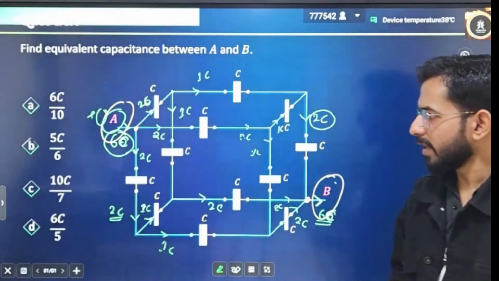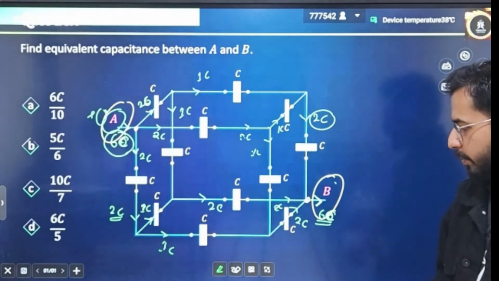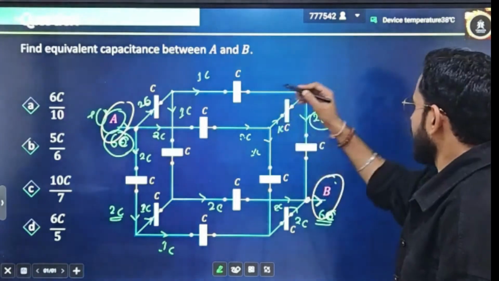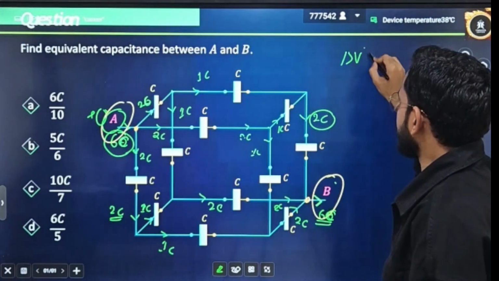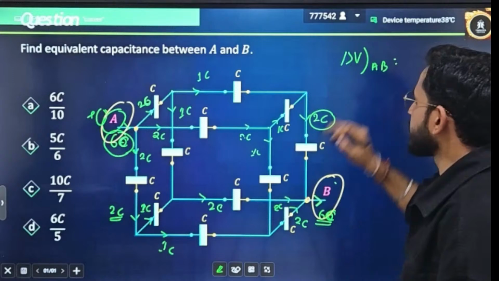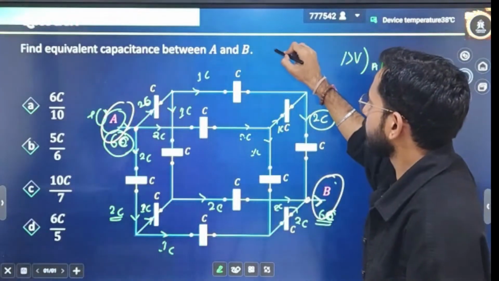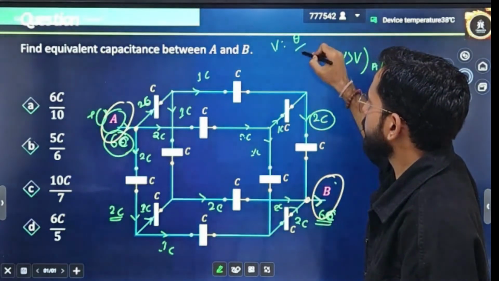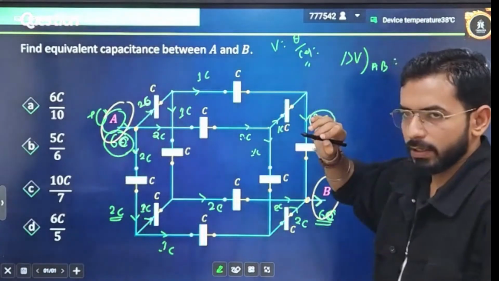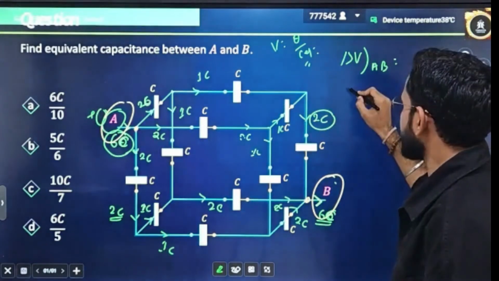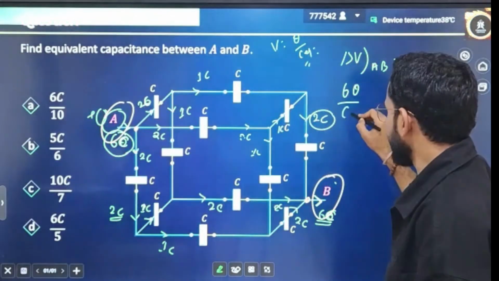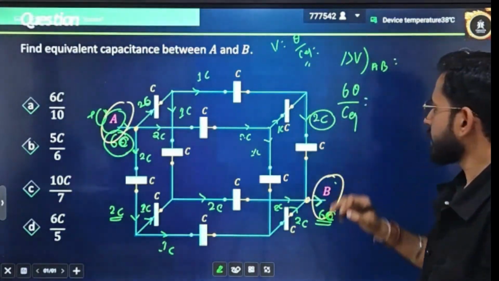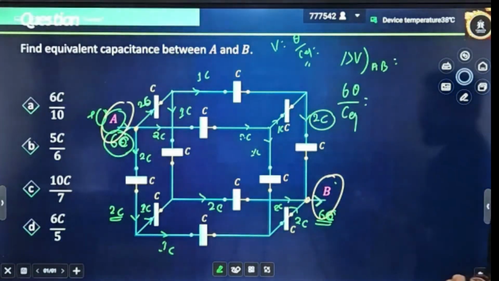So what did we get from doing this charge distribution? I will tell you. If I ask you, tell me what is the net potential difference across A and B? What is the formula in terms of capacitor? It is net charge divided by C equivalent. Correct? What is the net charge that you have flown into this circuit? You will write 6Q is the net charge that you have flown, divided by equivalent capacitance.